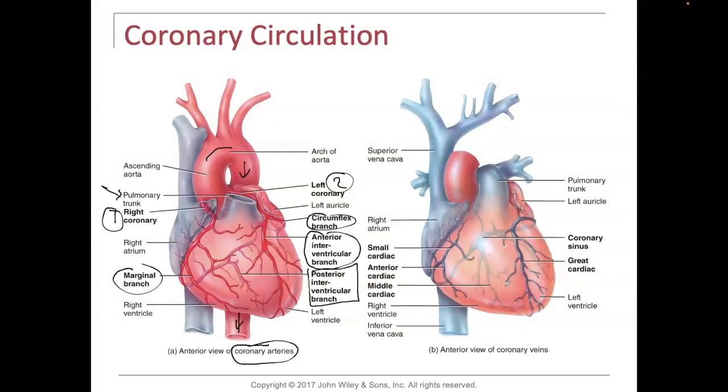Now, on the other side, on the right-hand side, we're looking at the coronary veins. So let's look at some of the biggies. There's a small cardiac vein. There's an anterior cardiac vein. There's a middle cardiac vein. There's a great cardiac vein. So you have small, great, anterior, middle, and let's not forget on the posterior side, right in here, coronary sinus.